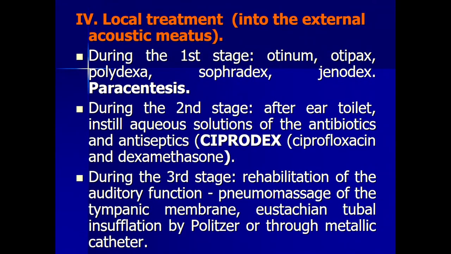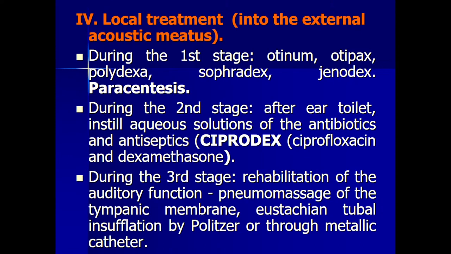Local treatment you also may apply through the external acoustic meatus. During the first stage, ear drops: Otinum, Otipax, Polydexa, Sofradex, Genadex. Sometimes we may perform paracentesis, surgical ambulance treatment, paracentesis of the tympanic membrane. During the second, perforated stage, after ear toilet, instill aqueous solutions of antibiotics and antiseptics, Ciprodex, for example, or something other.